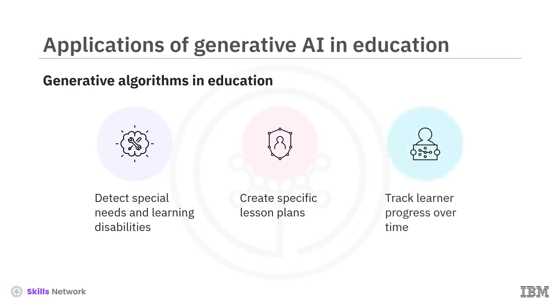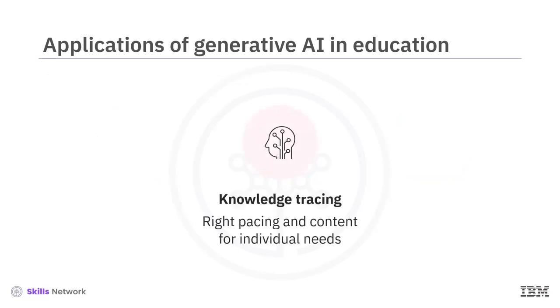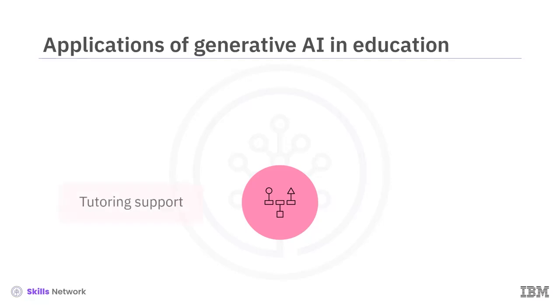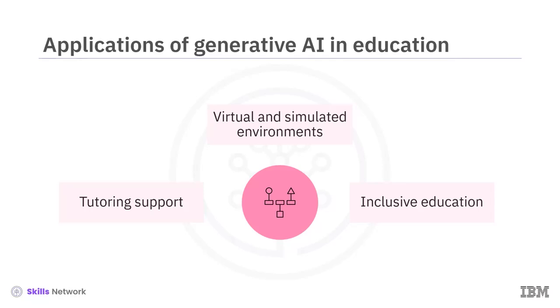Generative algorithms are also being used to track learner progress over time. Known as knowledge tracing, this helps provide the right pacing and content for individual needs. Tutoring support, virtual and simulated environments, and inclusive education also benefit.